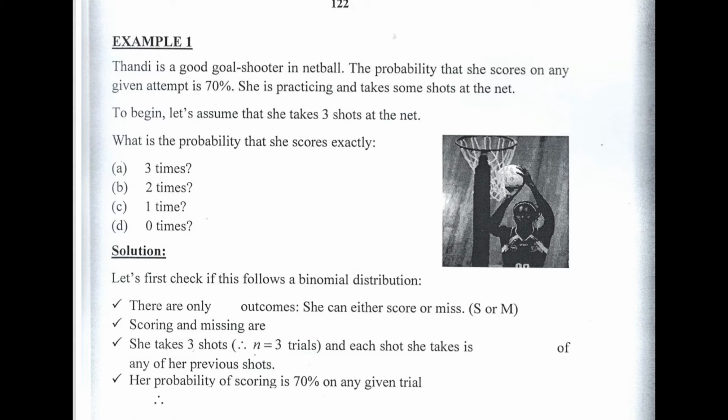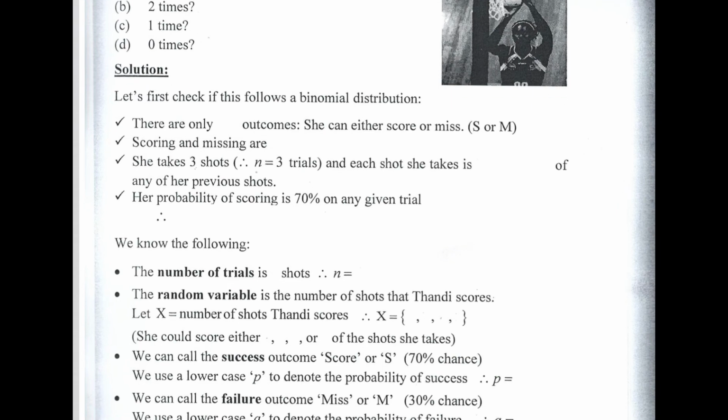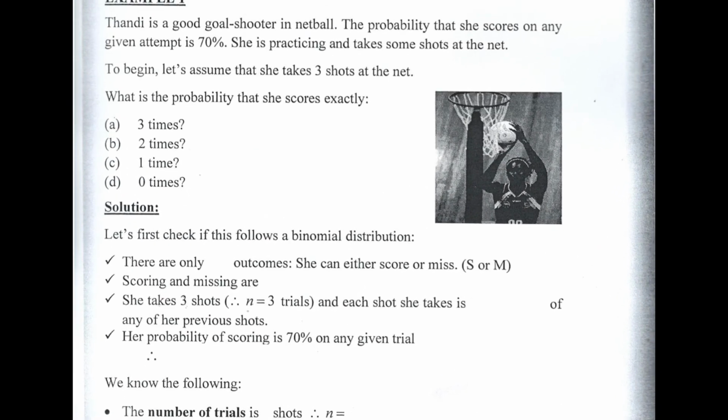So what is the probability that she scores A, exactly 3 times, B, exactly 2 times, C, exactly 1 time, and D, exactly 0 times? First of all, remember in an exam or a test, we're not going to tell you that this is binomial distribution. So we need to first check that this is binomial, by testing it against the 4 conditions or properties of binomial distribution.